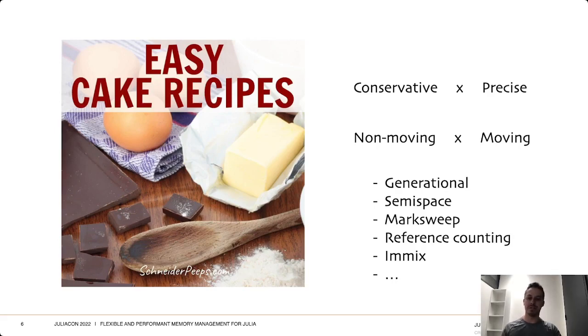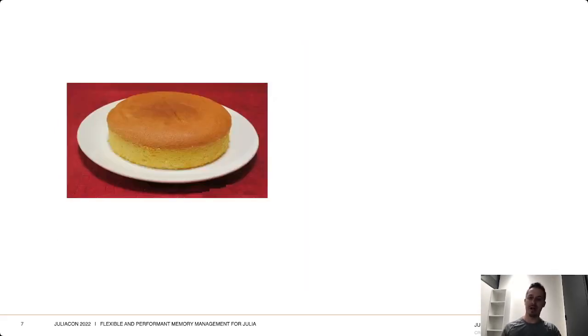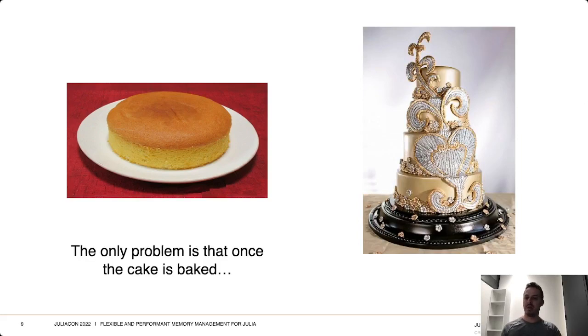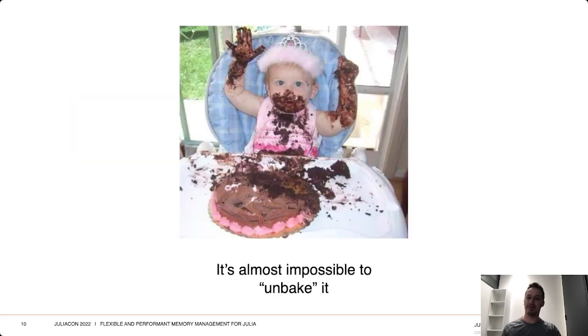And then, based on these decisions, if we got it right, the result at the end can be a very delicious but very simple cake, or a very sophisticated one. No matter what, the only problem is that once that cake is baked, it's very difficult or almost impossible to go back and unbake it.